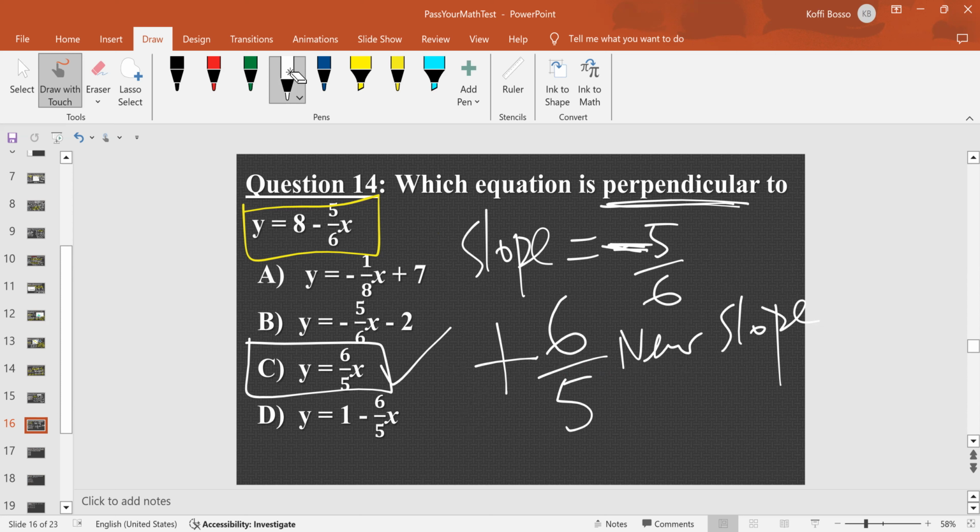The slope for A is negative 1 over 8, which is out. The slope for B, negative 5 over 6, also out. The slope for D, negative 6 over 5, also out. Only C has 6 over 5 as the slope. Okay, so that is like y equals 6 over 5 x plus 0. So that 0 is the b, or the y-intercept.